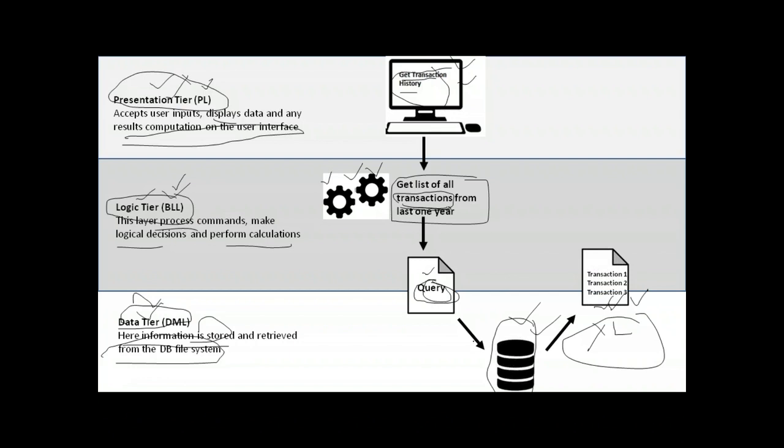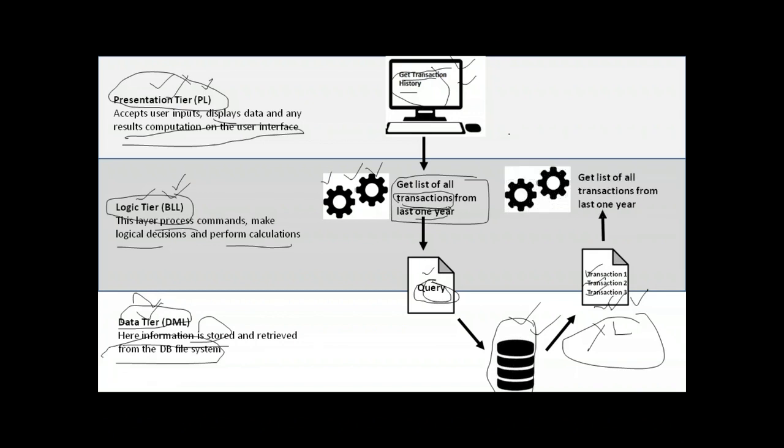Now from the database, you're trying to retrieve some data. What is the data that you're trying to retrieve? The transaction history from the last 1 year. By whom? The transaction history of all the customers? No, the transaction history of only Kumar Gupta. So now the query is fired on the database. The database will give you, oh, there are three transactions from the last 1 year created by Kumar Gupta, and these are the three transactions: transaction one, transaction two, and transaction three.